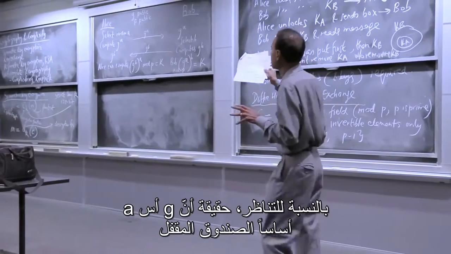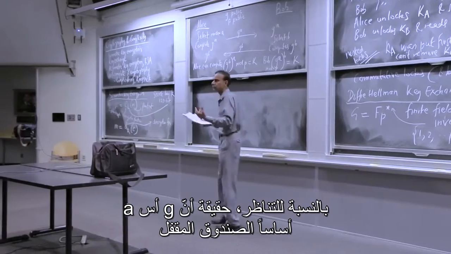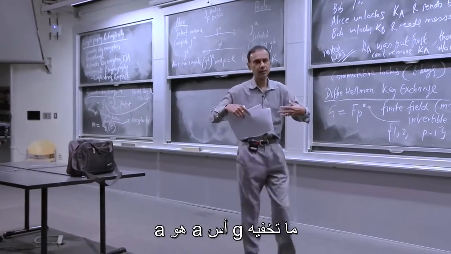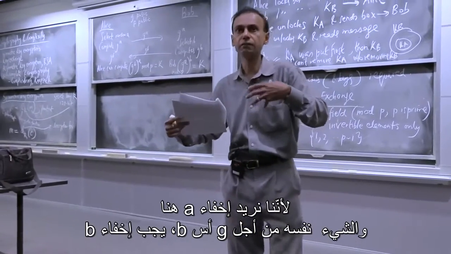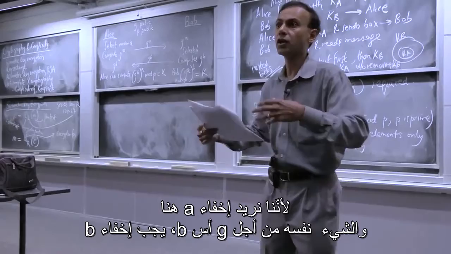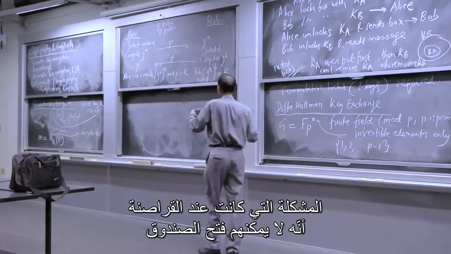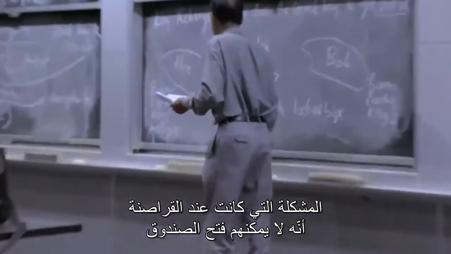with respect to the analogy is the fact that G^A is essentially the locked box. So what G^A is hiding is A, because you want A to be hidden here. And the same thing with G^B. It needs to hide B. So the problem that the pirates had was they couldn't open up the box.